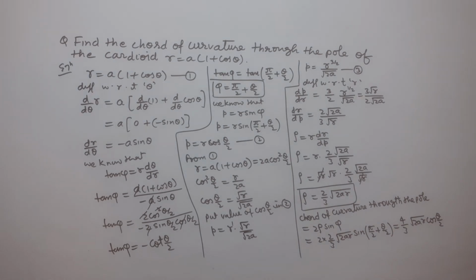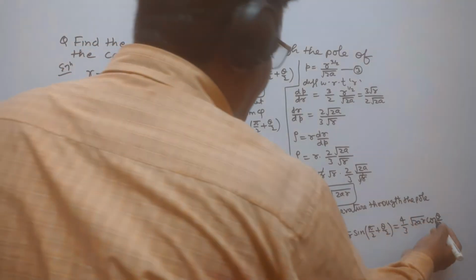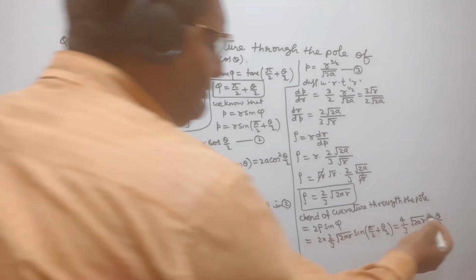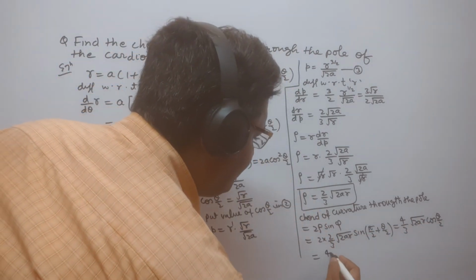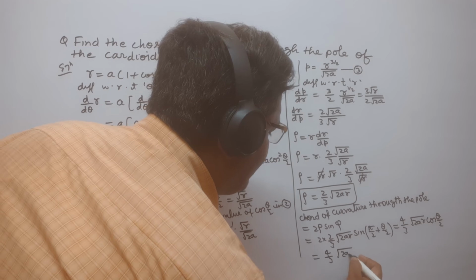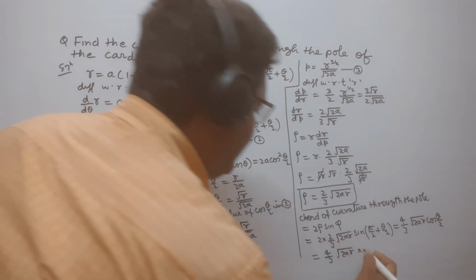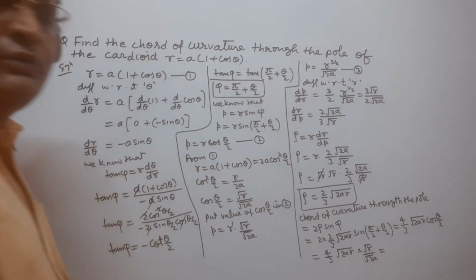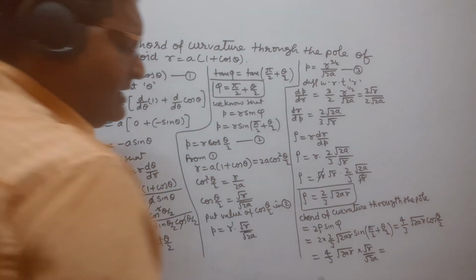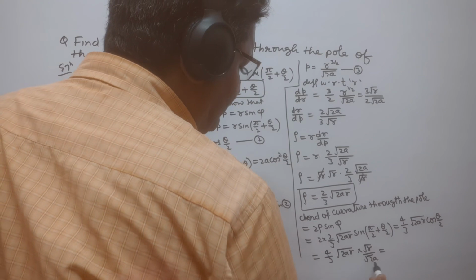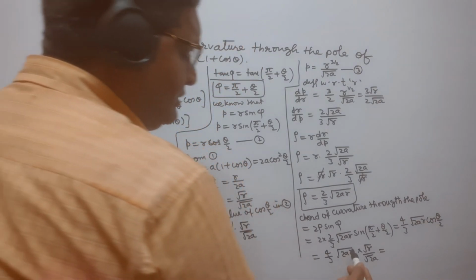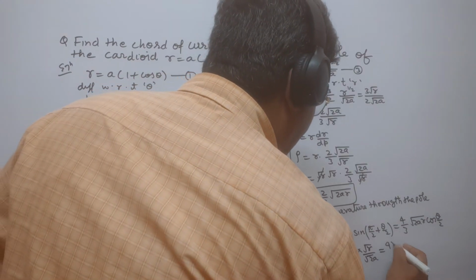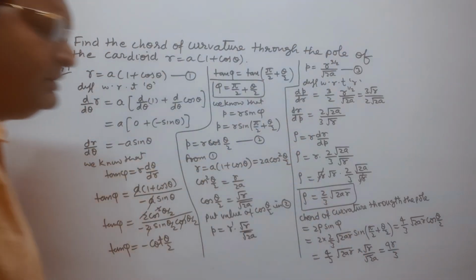Now we put here value of cos theta by 2, that is equal to root r upon root 2a. So we get 4 by 3 multiplied by root 2ar multiplied by root r upon root 2a. So from the numerator and denominator we can see root 2a cancel, and this root r multiplied by root r we get r. So this is 4r upon 3.